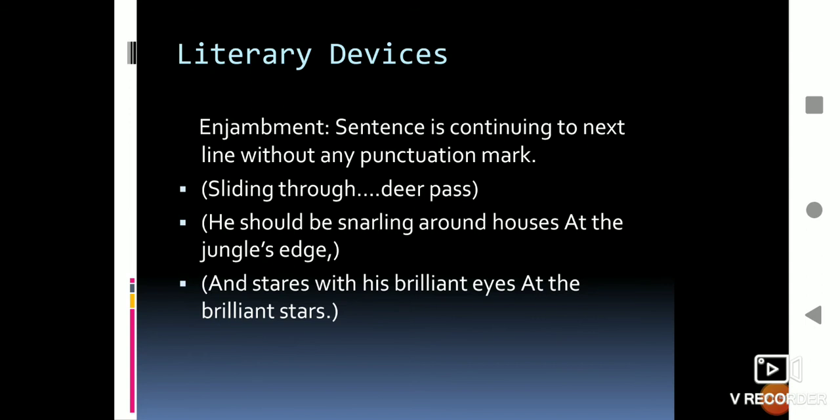Next literary device is enjambment. Enjambment is when a sentence continues to the next line without any punctuation mark. The examples from the poem are "sliding through deer pass," a single sentence but in two different lines. "He should be slaloming around houses at the jungle's edge," another two lines without any punctuation. "And stares with his brilliant eyes at the brilliant stars," again two lines but without any punctuation. So the literary device used is enjambment.